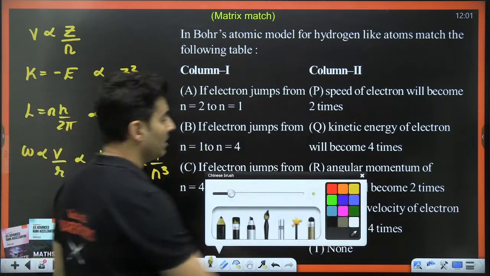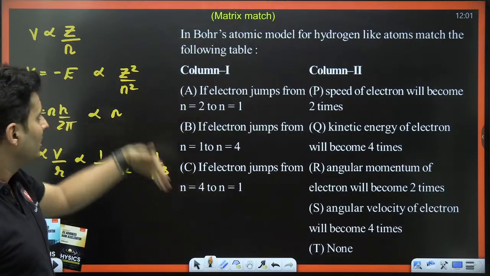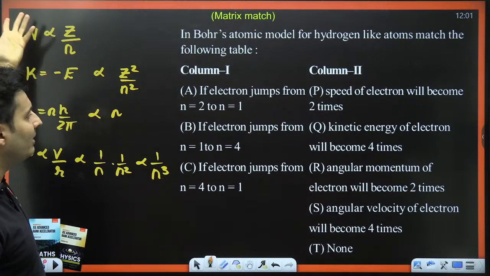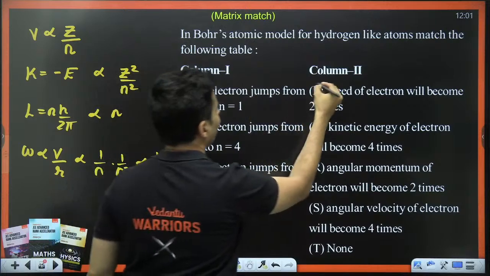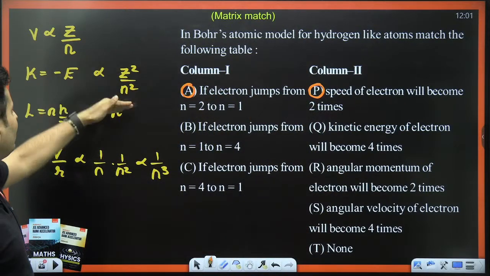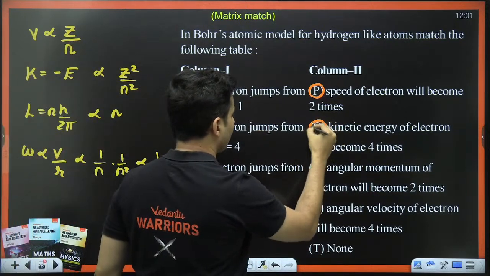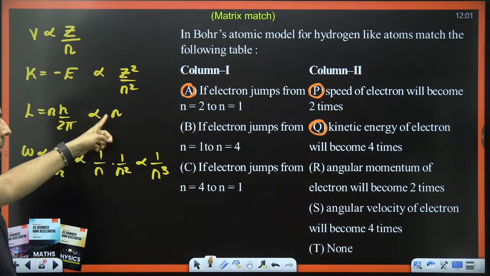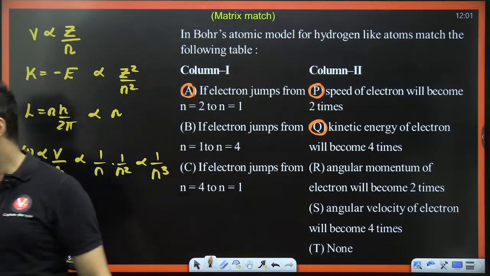So check for option A, guys. Electron jumps from 2 to 1, so n became half. If n becomes half, speed will double. Speed will become 2 times, so A will definitely go with P. And since it goes as n square, n becoming half means kinetic energy will become 4 times. Yes, even option Q is correct. Angular momentum will not become 2 times. Angular velocity will become 8 times, no. So A is going with P and Q.